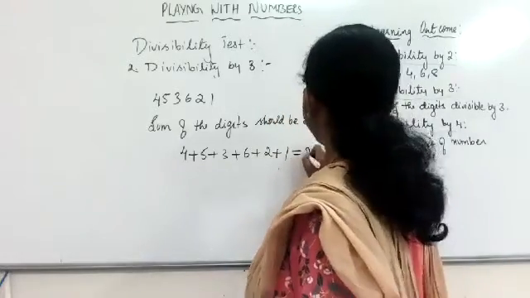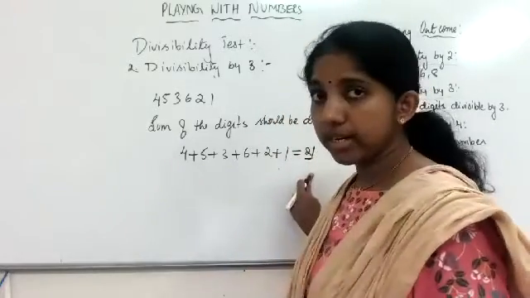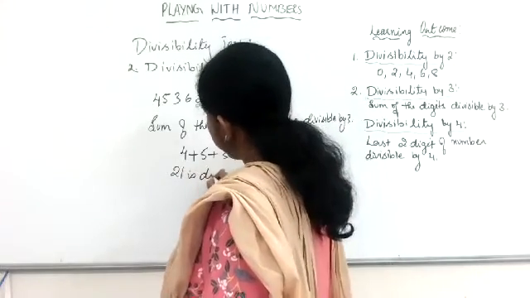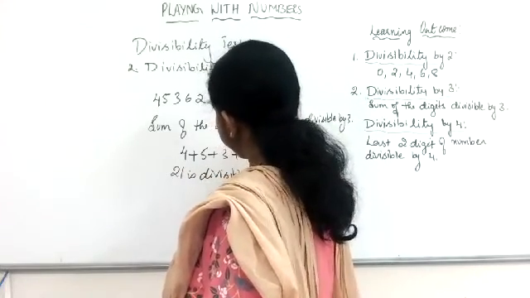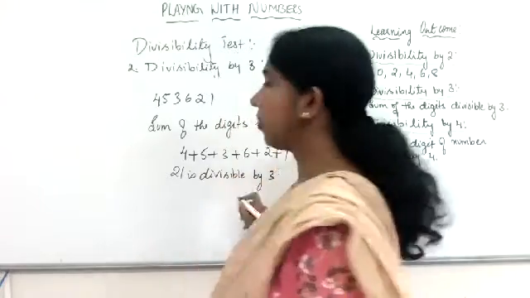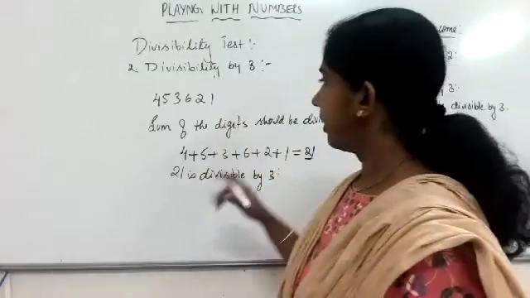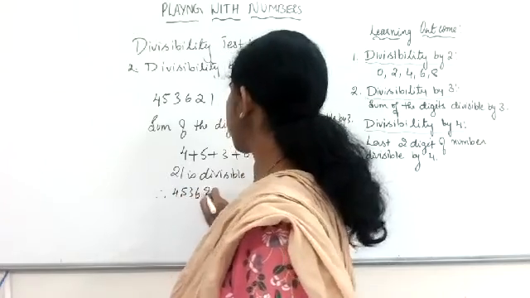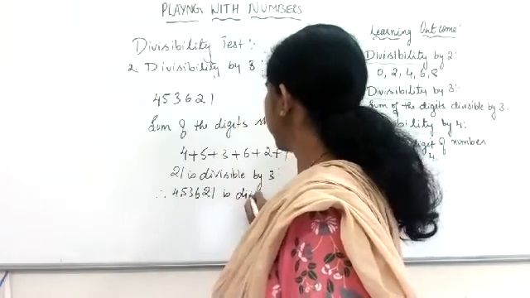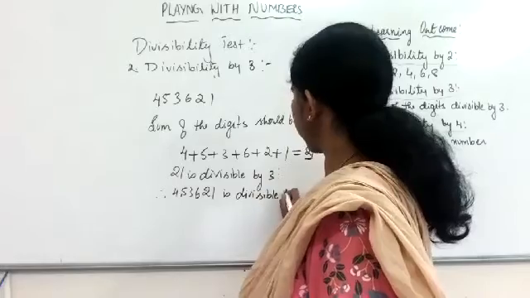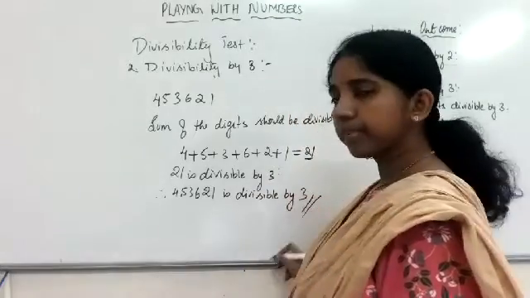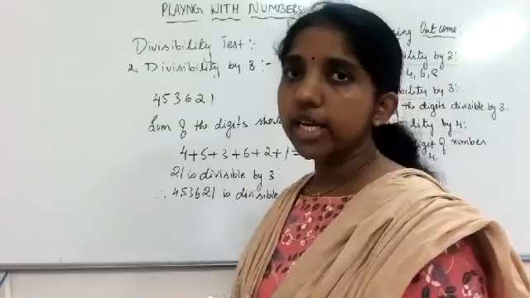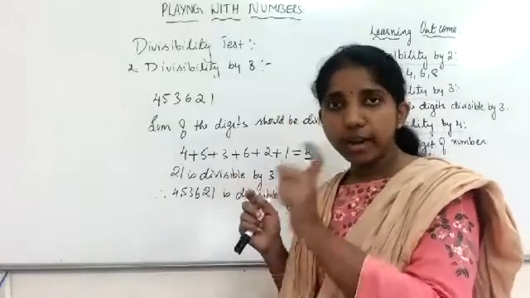So we have 21. Now is this 21 divisible by 3? Yes. So 21 is divisible by 3. Therefore, what we can tell about the number? Therefore we can say that 4,453,621 is divisible by 3. So if the sum of the digits is divisible by 3, then the given number is divisible by 3.